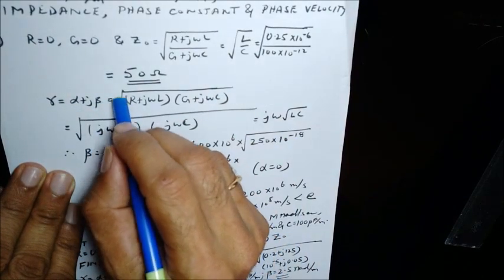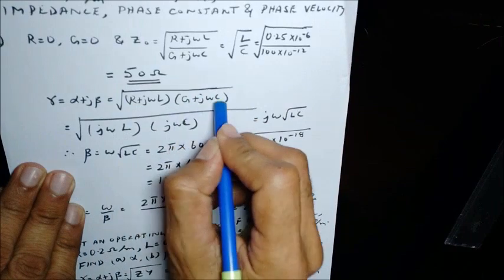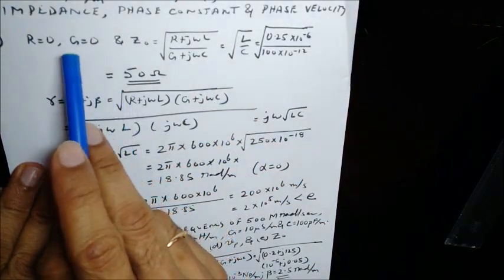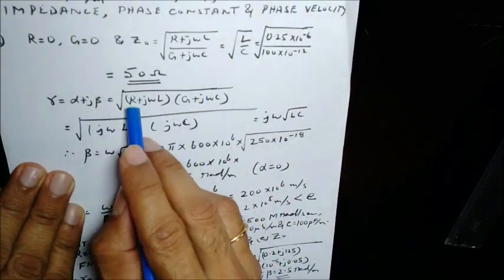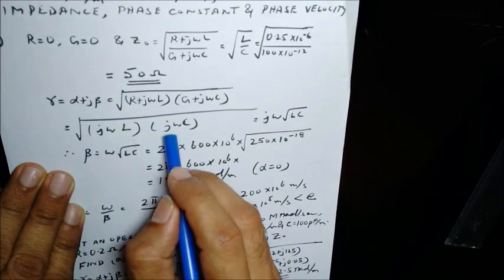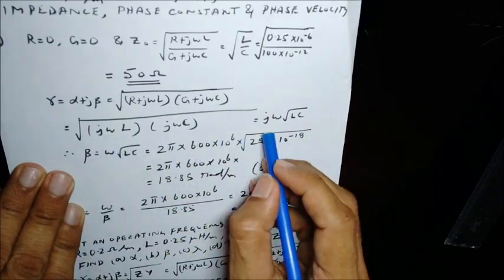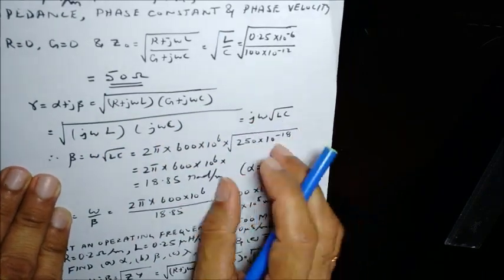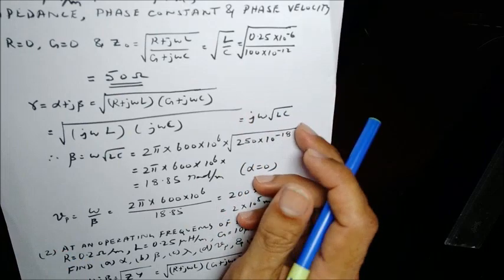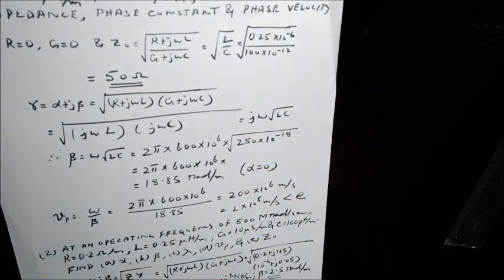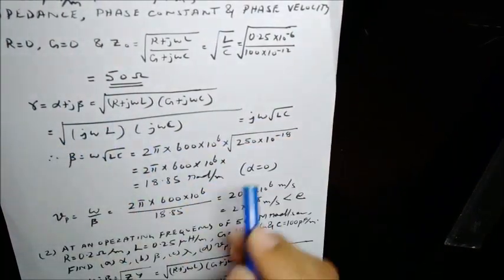And gamma is calculated as square root of Z into Y, that is square root of (R plus jωL) into (G plus jωC). Again, since the line is lossless, R is equal to 0, G is equal to 0. So gamma becomes square root of jωL into jωC. That becomes square root of minus ω squared LC, which you can write as jω root LC. So you can see that gamma has a purely imaginary part, which is so because it is a lossless line and hence the attenuation constant is 0.